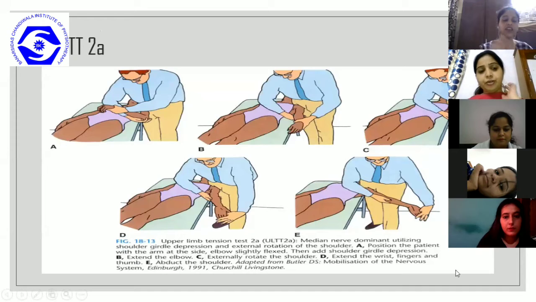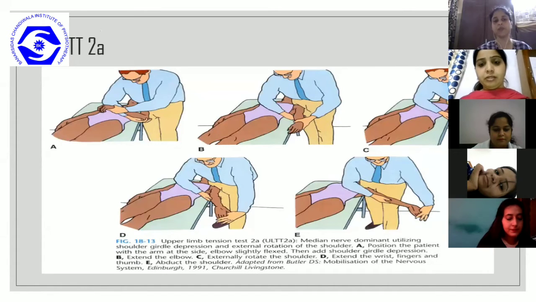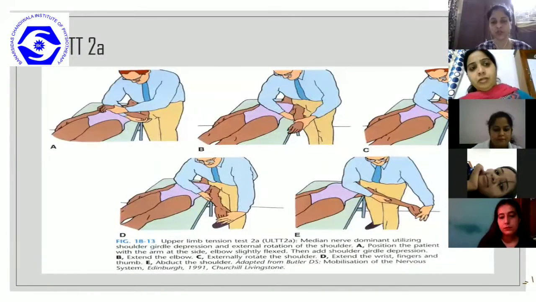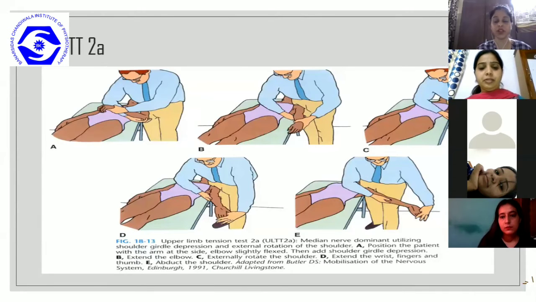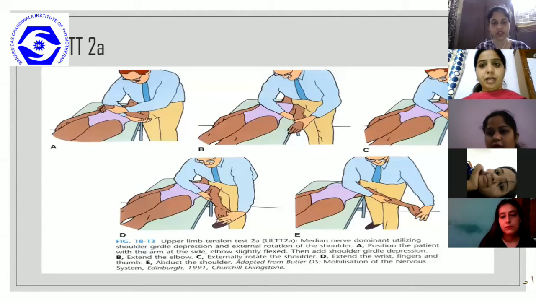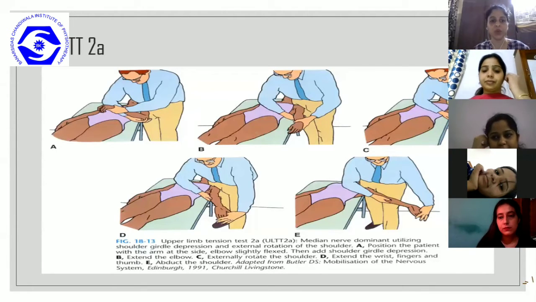So you can see in this, the therapist is actually standing behind the patient, not facing the patient, and the shoulder of the patient is usually resting on the anterior superior iliac spine of the therapist. So his hands are free, and the hip movement is very important. That's why the shoulder of the patient should rest on the anterior superior iliac spine of the hip of the therapist, and both hands are free.